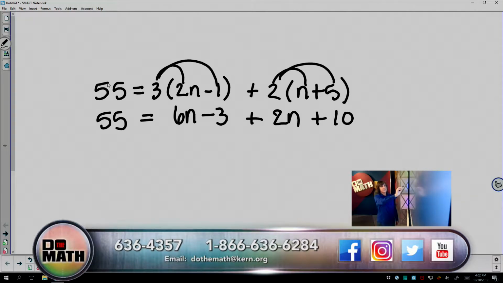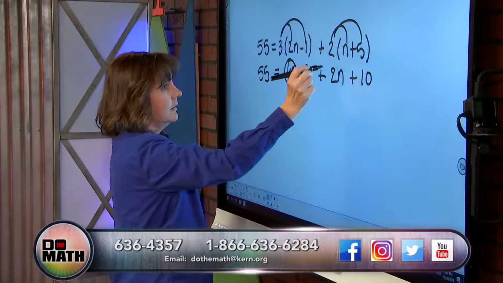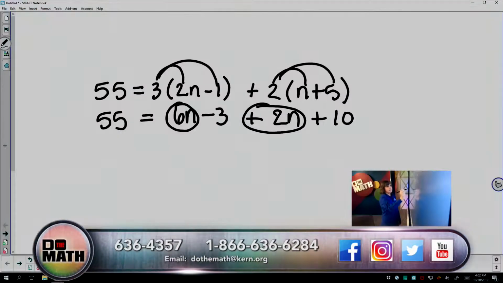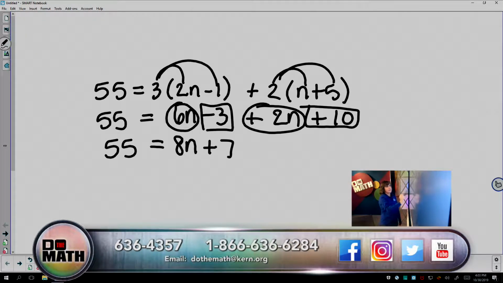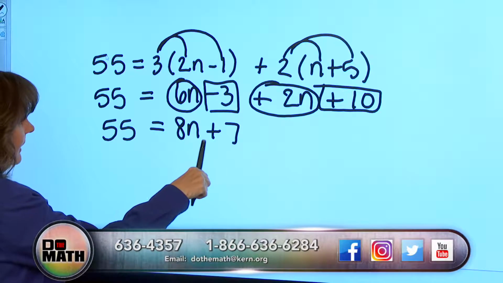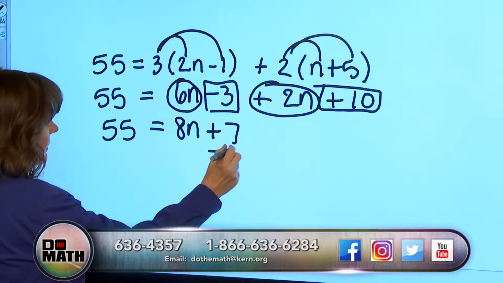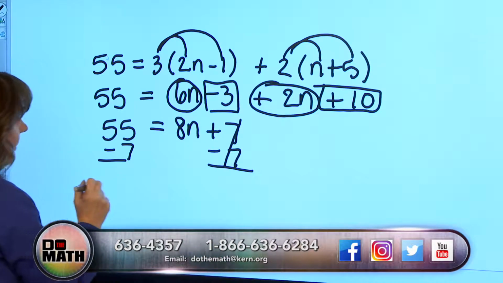So when we look over here, we have a whole bunch of stuff. So we're going to go ahead and combine our like terms, the things that can go together. So 6n and positive 2n will be 8n. And then -3 and positive 10 will be positive 7. And 8n plus 7 will be 55. And then now we're just at a basic two-step equation. So we're going to get the n by itself by getting rid of the 7 first. So we do the inverse or opposite operation. So we're going to subtract 7. And whatever we do to one side, we have to do to the other side.